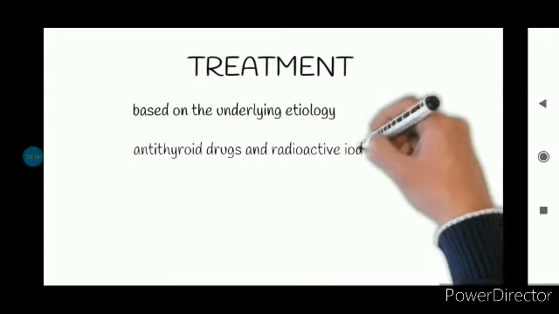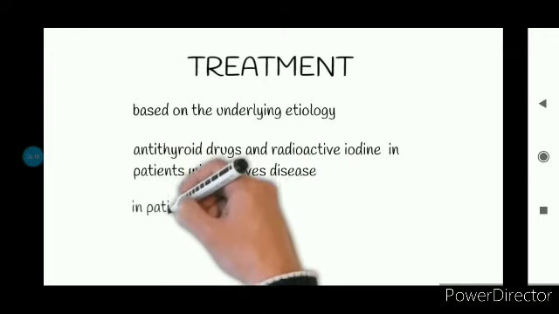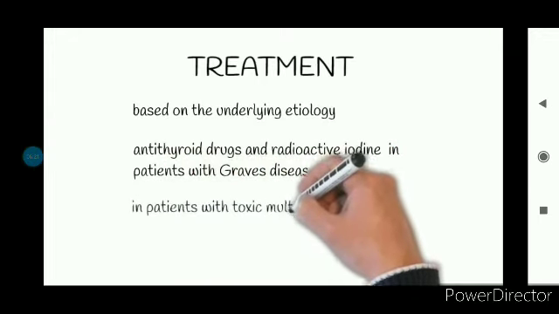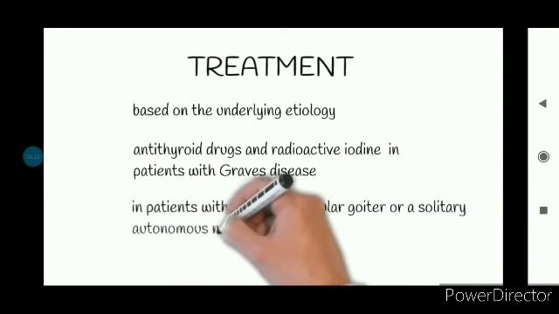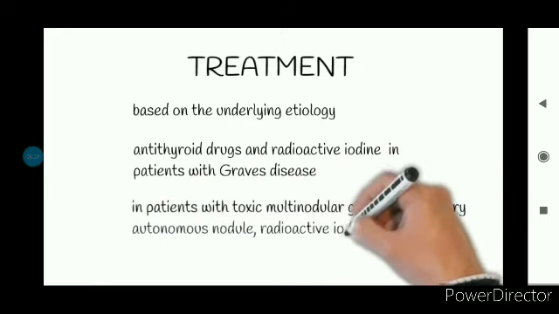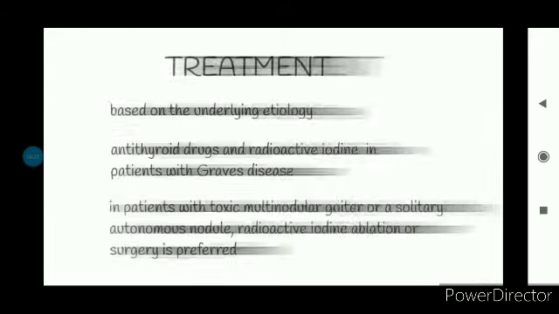Antithyroid drugs and radioactive iodine are appropriate treatment options in patients with Graves' disease. In patients with toxic multinodular goiter or a solitary autonomous nodule, radioactive iodine ablation or surgery is preferred because spontaneous remission is unlikely to occur.